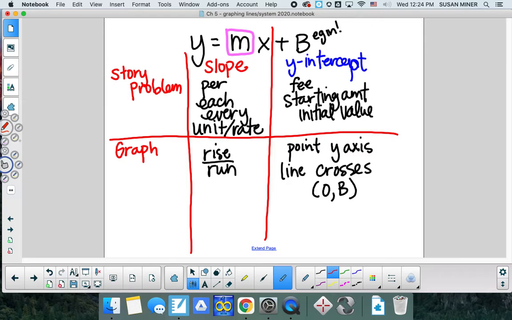Okay, what if I have a table or 2 points?